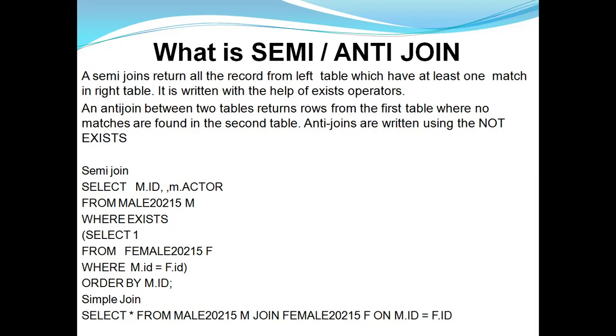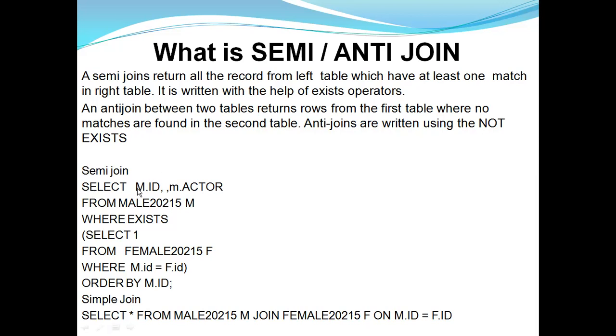So simply, a semi-join means what? You are not returning the result from both tables. You are returning the result only from the left table based on matching in your right table. Same way, you are returning the records which are not matching in the right table. That's called an anti-join. Simple here. Or do you want me to write a query? Okay, we'll write a query, so it will be easy for us.